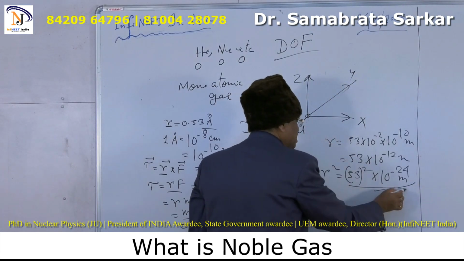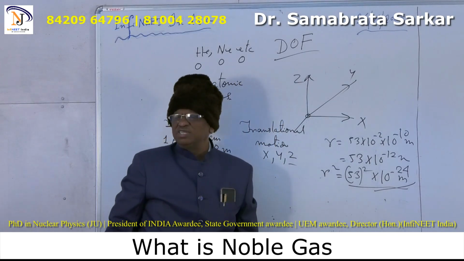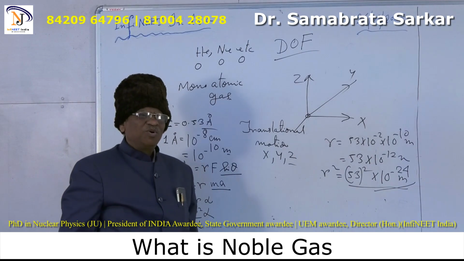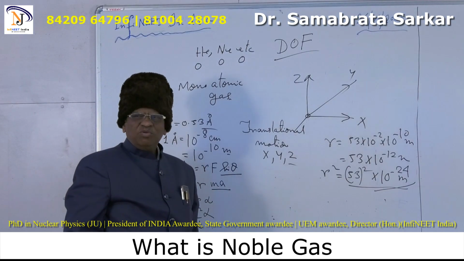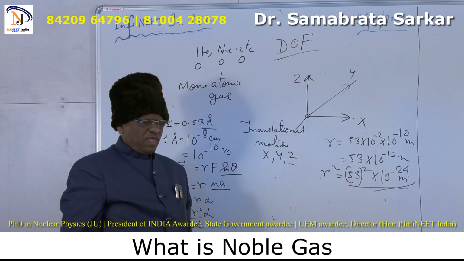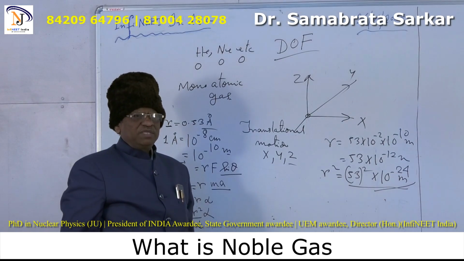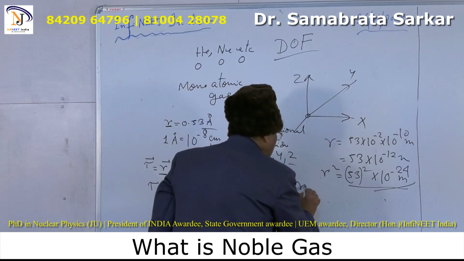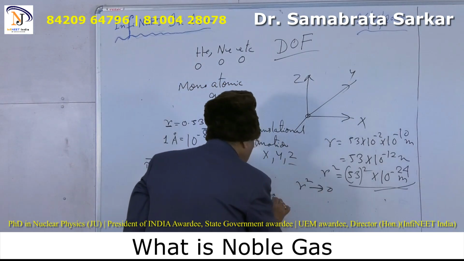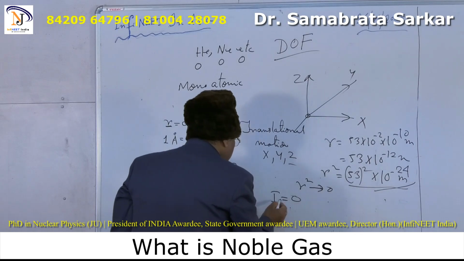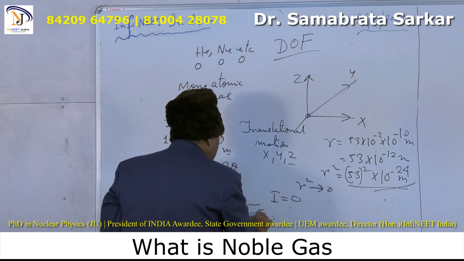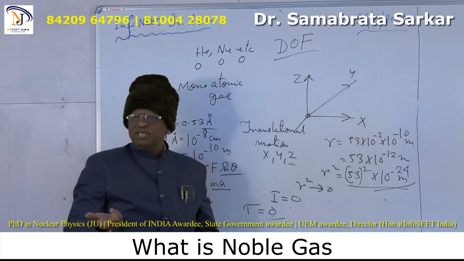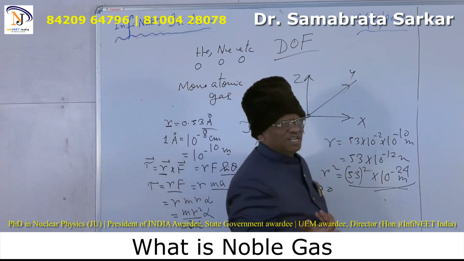So think, so small it is. 10 to the minus 24. Are you able to realize the dimension is so small? So you can ignore it. You can write r square tends to 0, or I tends to 0. If I tends to 0, tau equals 0, there is no torque. As there is no torque, it is not rotated.